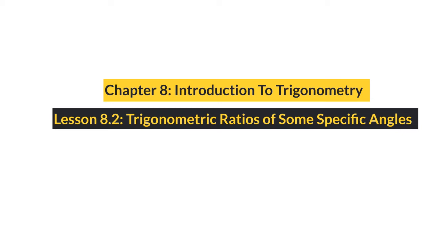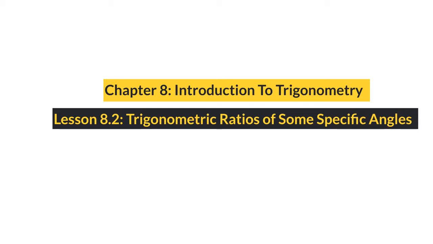Hello everybody. We have studied in a previous video about trigonometric ratios: sine, cosine, tangent, cosecant, secant, cotangent. In this lesson we will study about trigonometric ratios of some specific angles such as 30 degrees, 60 degrees, 90 degrees, 45 degrees, 0 degrees. So let us see what are the values of these specific angles.